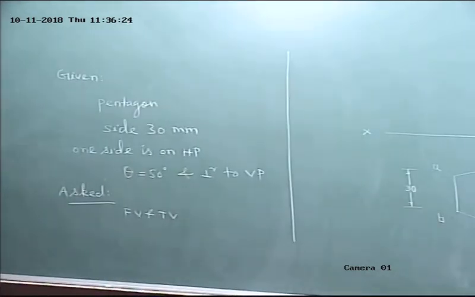What about the remaining side? Definitely it should be 30. Simply join these two ends, it should be 30. Am I right? 30 mm. Yes. Did you understand?